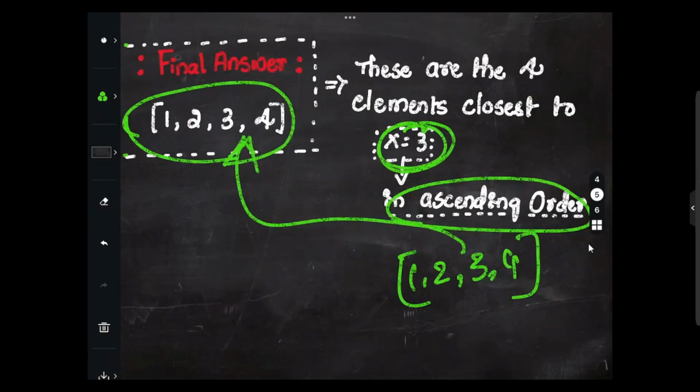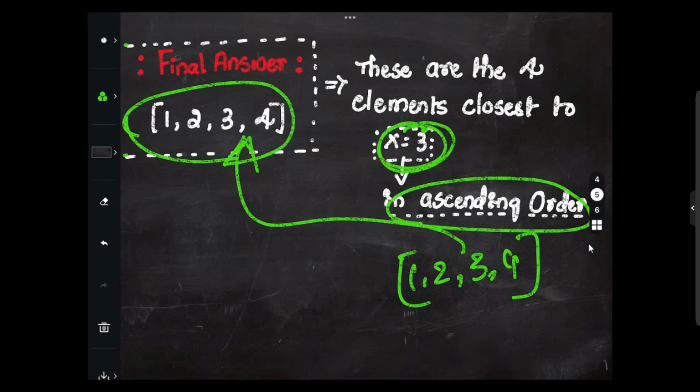So here we are performing binary search over n minus k window positions, plus we are collecting the k elements as well. So the overall time complexity would be log(n minus k) plus k. So this will be the time complexity.